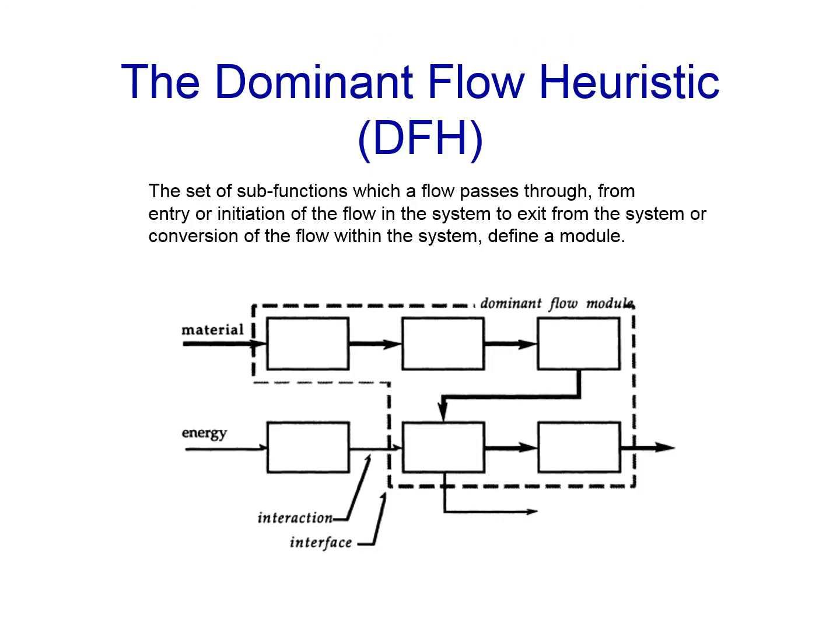Another way to define the product architecture and determine the chunks or modules within the product architecture is using the dominant flow heuristic. The dominant flow heuristic uses a function diagram, which we've seen in the previous chapters, and the flow of material, energy, and signal within that function diagram. The heuristic is as follows.